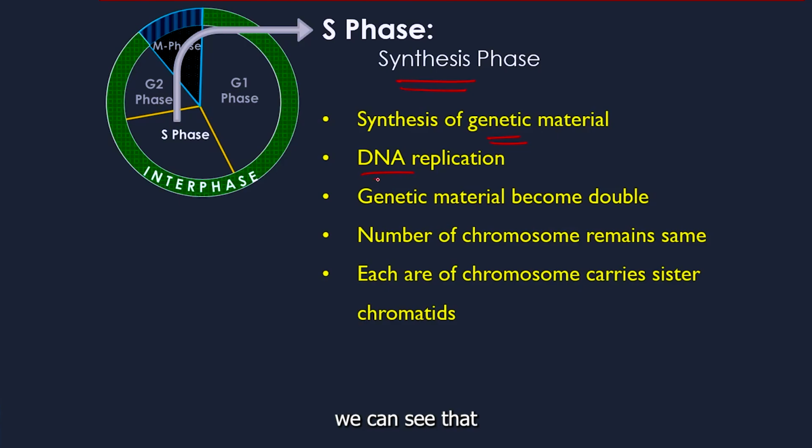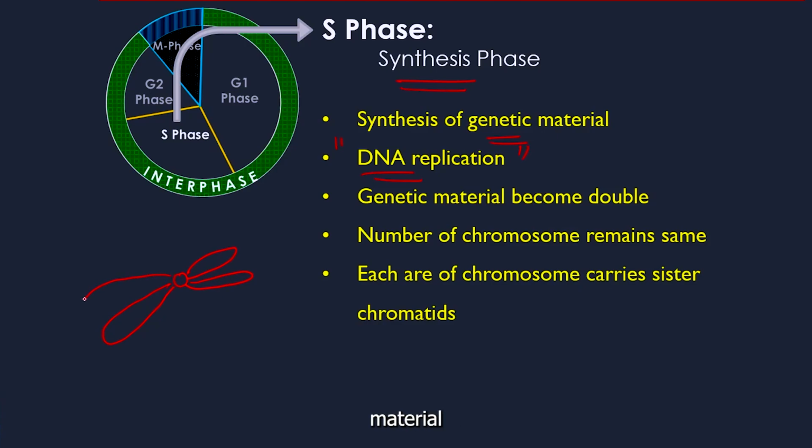Or specifically we can say that the DNA is replicated. Each chromosome carries a centromere and it has a short arm and a long arm. In S phase, this genetic material is replicated, so two sister chromatids will be produced on the short arm as well as on the side of the long arm.